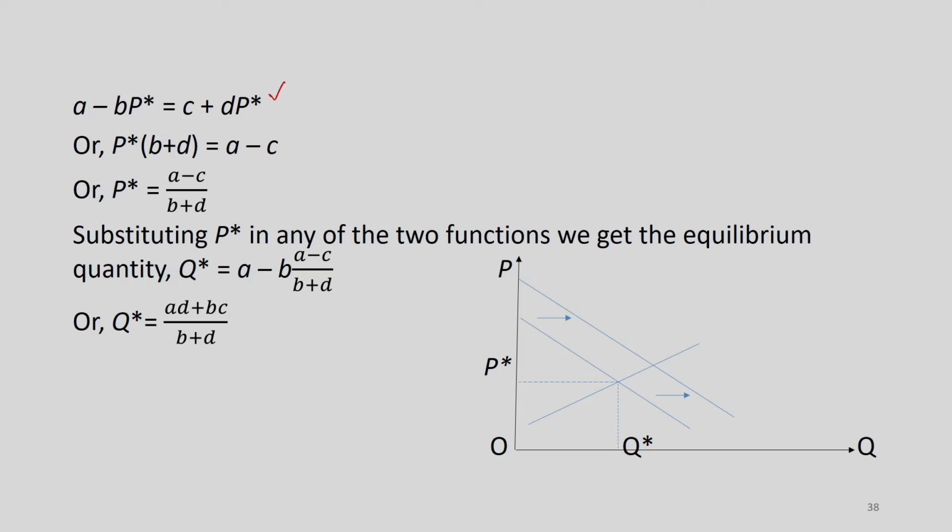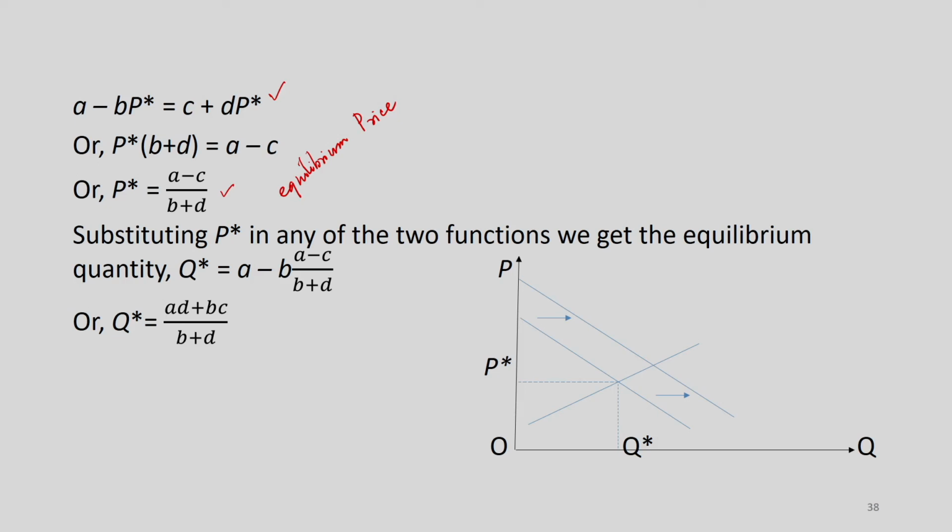And then we simplify this a bit and we get a minus c is equal to P star multiplied by b plus d, and so P star is equal to a minus c divided by b plus d. So, this is the equilibrium price. So, we have found what the equilibrium price is. This is given by a minus c divided by b plus d.